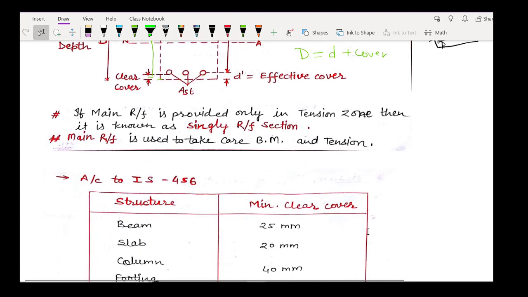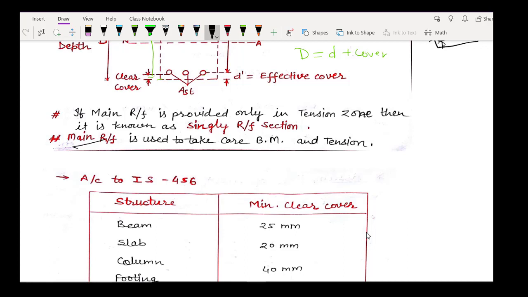Okay, so there are important highlights here. If main reinforcement is provided in the tension zone only, then it is known as a singly reinforced section. Means if the main steel, which is the steel taking the tensile loads, is provided in the bottom zone or the tension zone only, the section will be known as a singly reinforced beam or section. And if the main steel is provided in the top zone, that is the compression zone, also, then it will be known as a doubly reinforced beam. The major difference we will discuss in the next lectures.